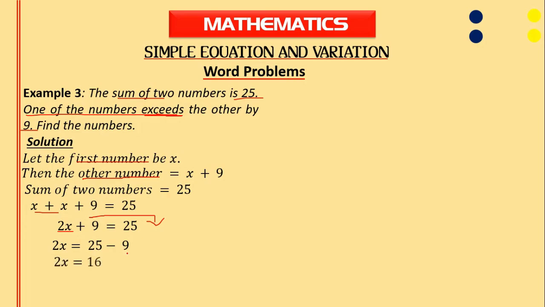If you divide both sides by 2, that means you have 2x over 2 equals 16 over 2. 2 here, 1, 2 in 16, 8. So that means your x is equal to 8.